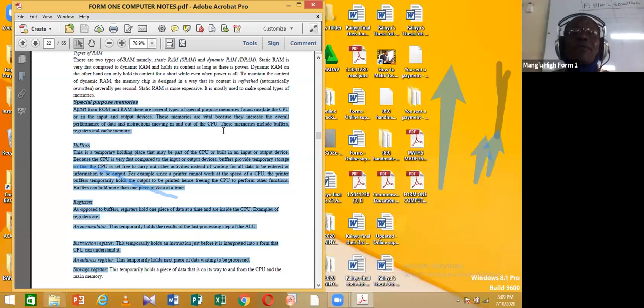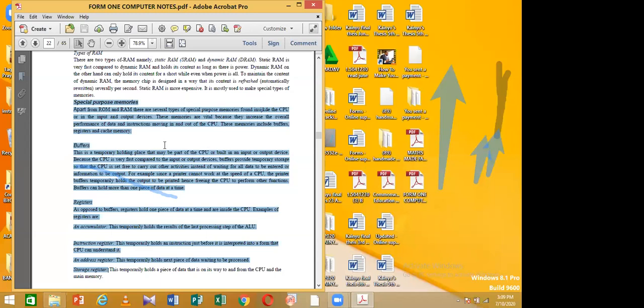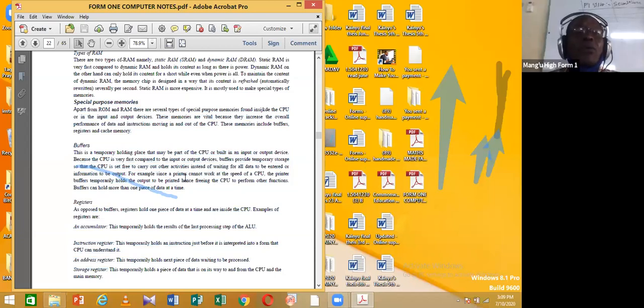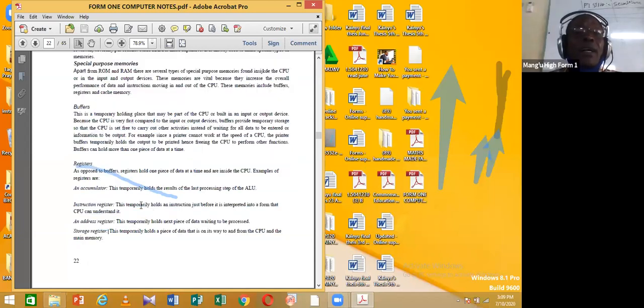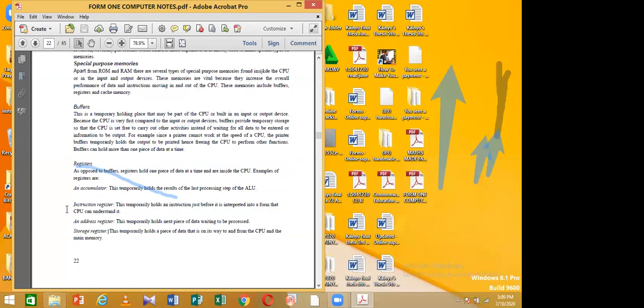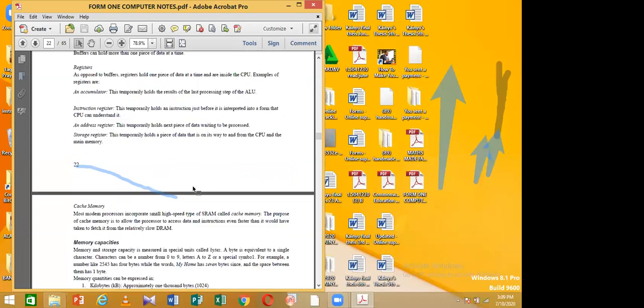Now, they are divided into three types. We have buffer, we have registers, and we have cache memory.